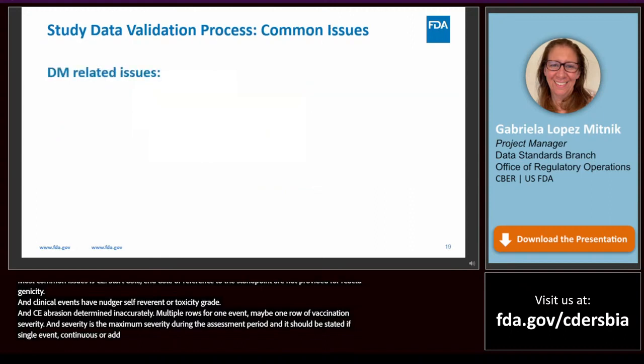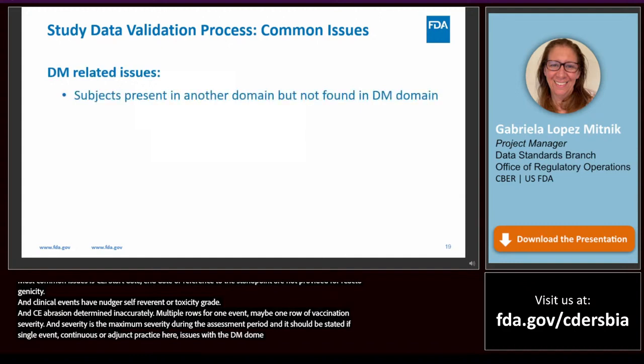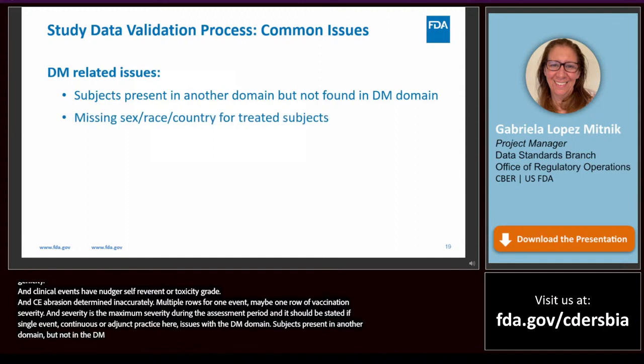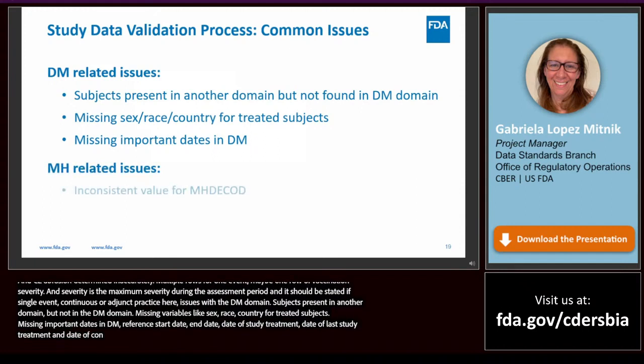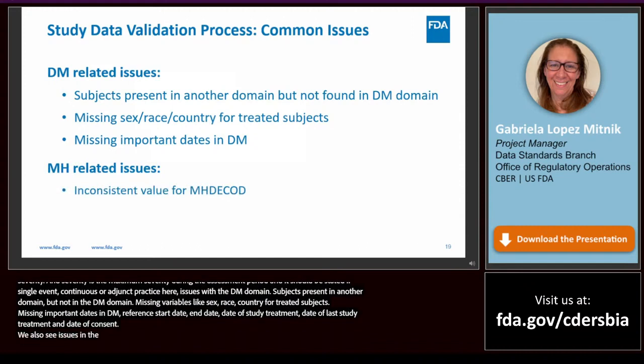Here there are some issues with the DM domain. Subjects present in another domain but not in the DM domain. Missing variables like sex, race, country for treated subjects. Missing important dates in DM, like reference start date, reference end date, date of first study treatment, date of last study treatment, date of informed consent. We also saw some issues in the medical history, like inconsistent value of MHDECOD and another MedDRA coding for the same MH term.